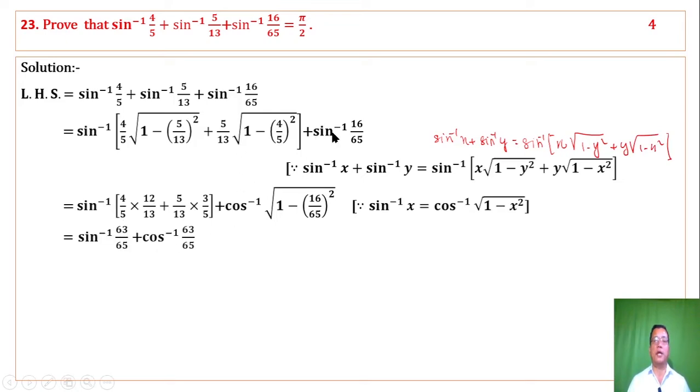Sine inverse x is equal to cos inverse of root over 1 minus x square, whose value is this, whose value is also this. These two values are equal. This is an identity whose value is pi by 2. Hence right hand side.